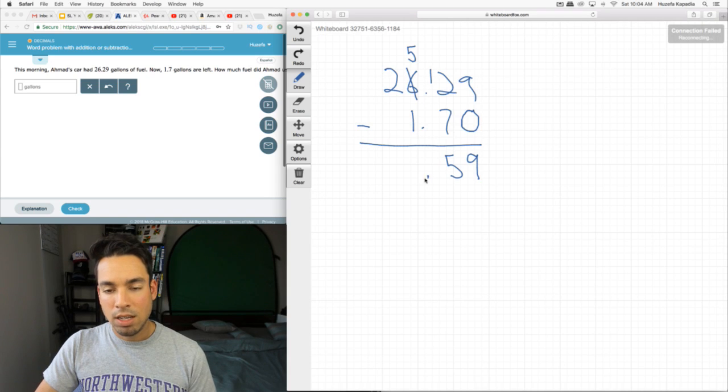Don't forget the dot. The dots must be lined up. Then 5 minus 1 is 4, and 2 minus nothing is 2, and we got 24.59.